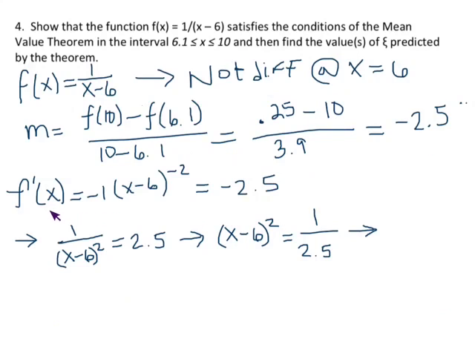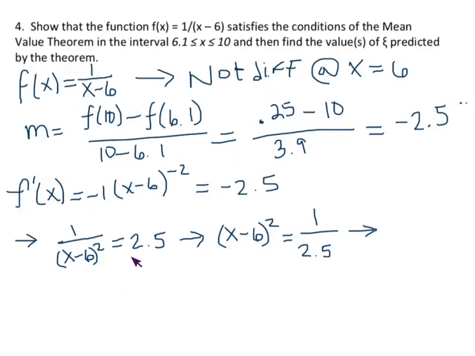At this point, you take the derivative of the original function. It's really simple. So you end up having negative 1 times the quantity x minus 6 raised to the negative 2 power equals negative 2.5. Notice you have a negative on both sides. We can get rid of it by dividing both sides by that negative 1, which leaves you with positive values on both sides.